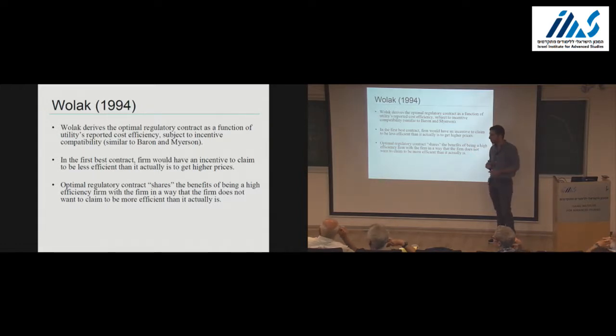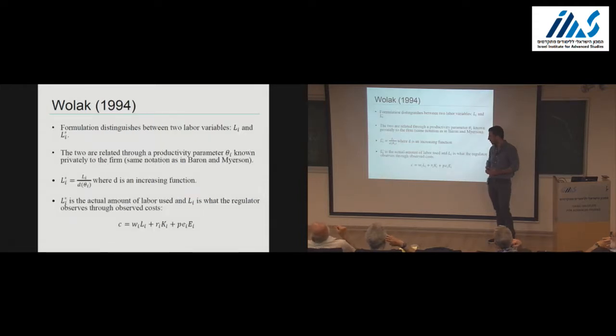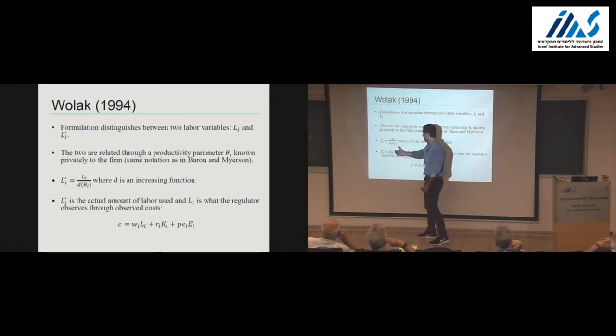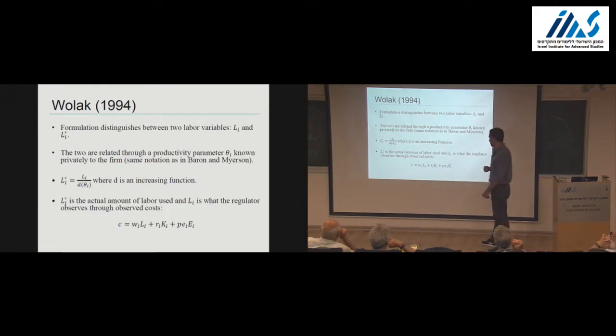Yes, please. So just one clarification. In the previous slide, if theta i will increase, then Li star should increase or decrease? So d is increasing. So theta i going up makes the whole thing lower. Lower. Yep. So, but then you said that Li star is the effective one, right? So if productivity is increasing, then my effective labor should go down.